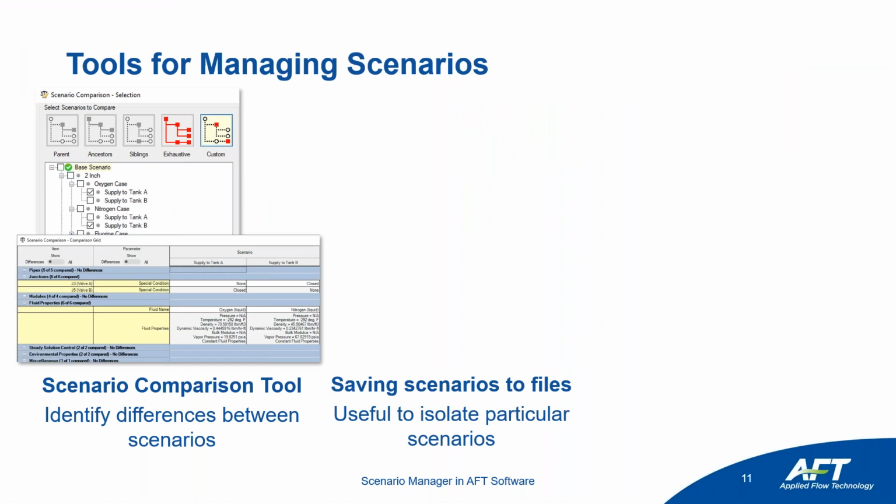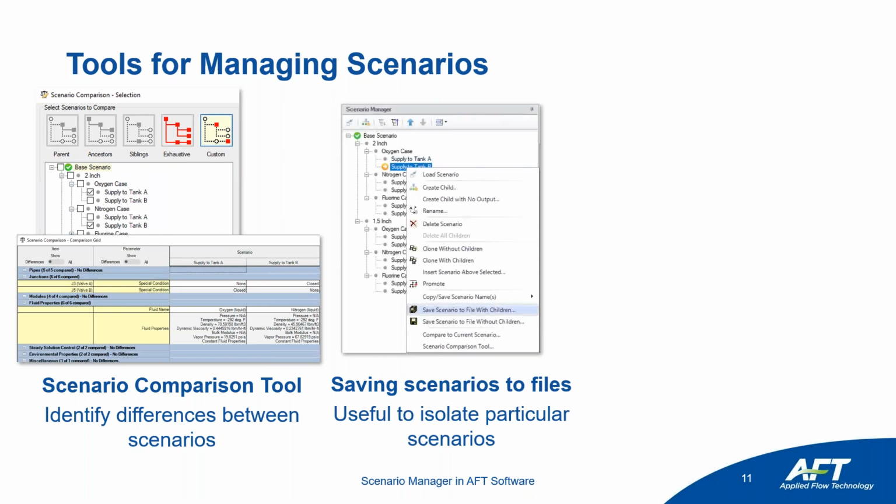The next thing we'll just bring awareness to, we won't formally save a file, but you can also save these scenarios to different files. This is useful to isolate particular scenarios if you're sharing it with a colleague or if you're giving it as a final deliverable, especially if your scenario manager gets kind of hectic. We can do this from the right-click menu, where you can right-click a particular scenario, and then you can save the scenario file with its children or just that individual scenario. So very useful just to isolate cases.